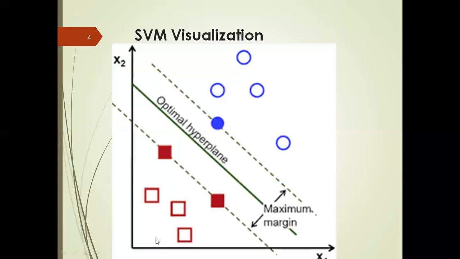These 4 data points in their class are irrelevant for defining the classifier. Understood this? Okay, so this is how support vector machine visualization looks.